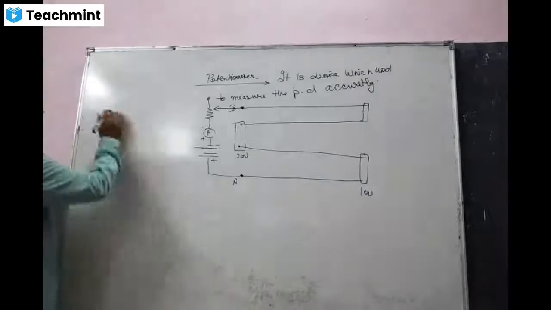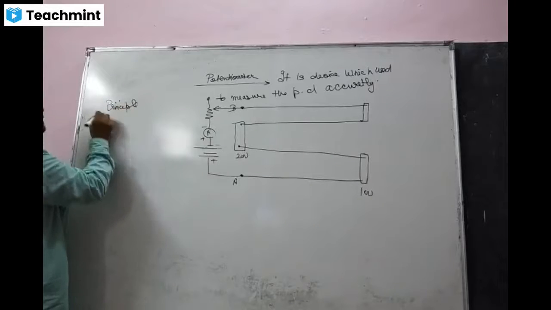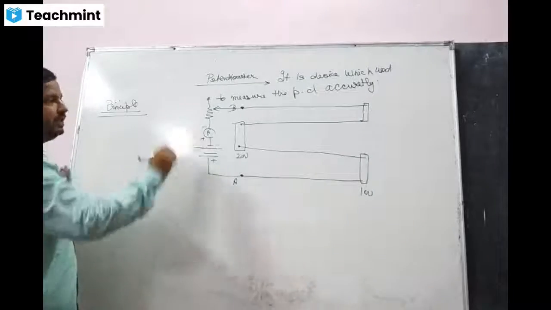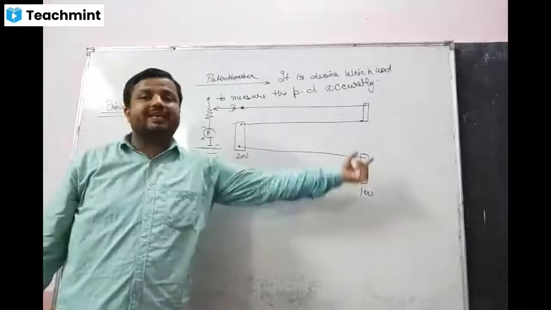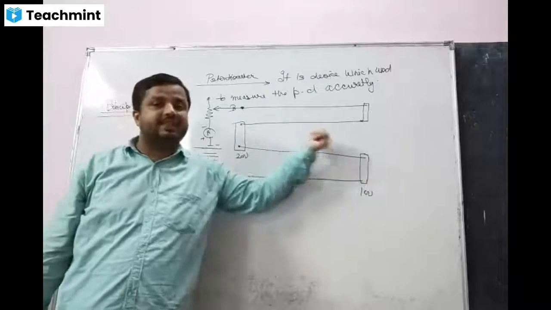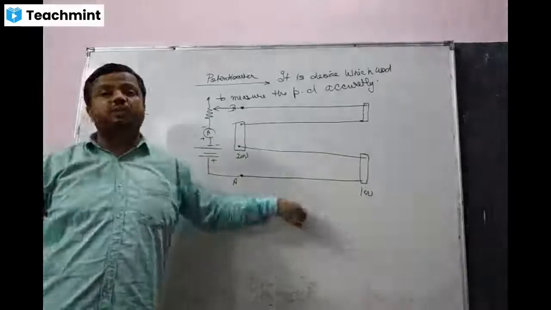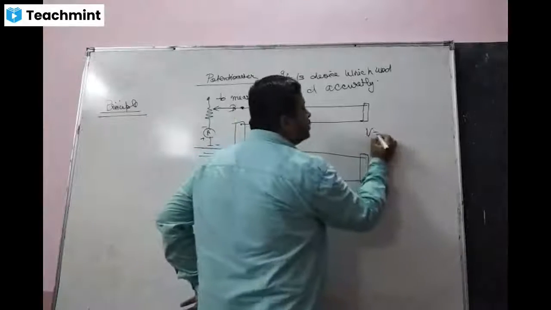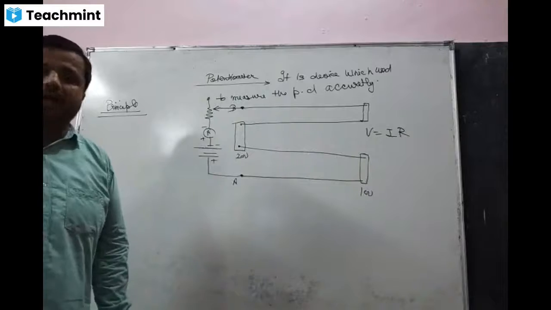Firstly, the principle. What principle does this potentiometer follow? In this potentiometer, firstly, the wire is of uniform cross-section area, and uniform current is flowing through this circuit. We know that V is equal to IR.